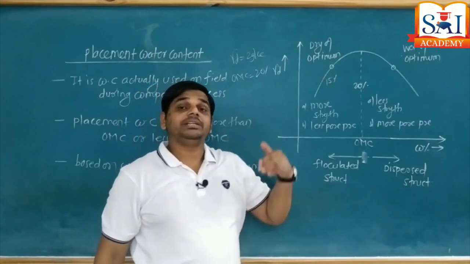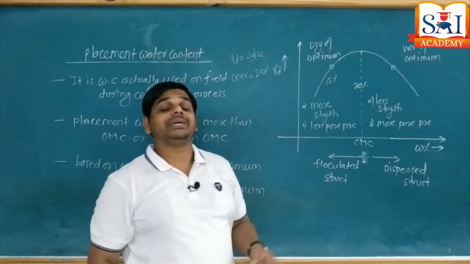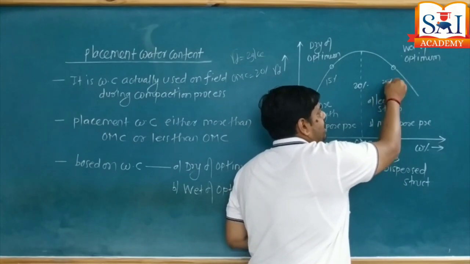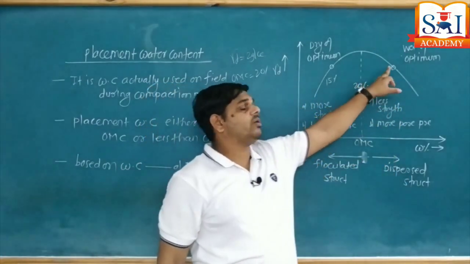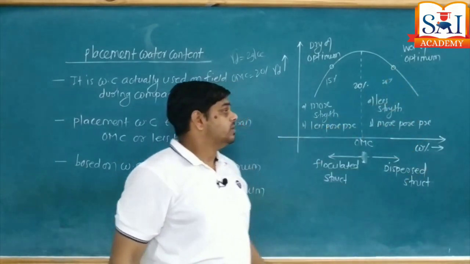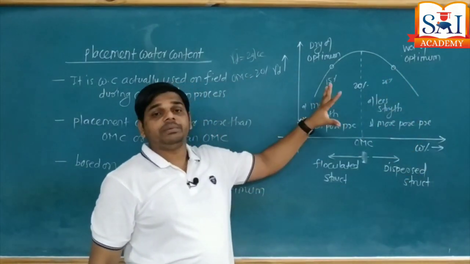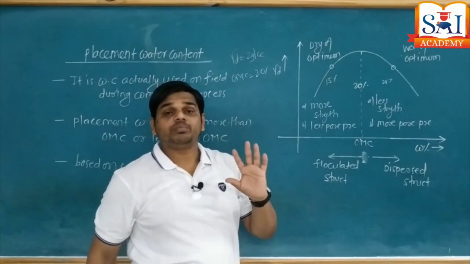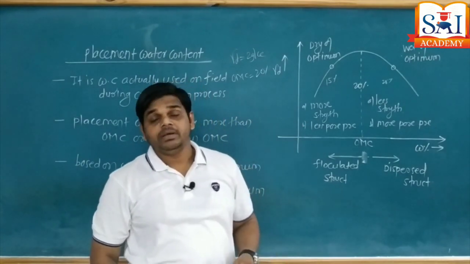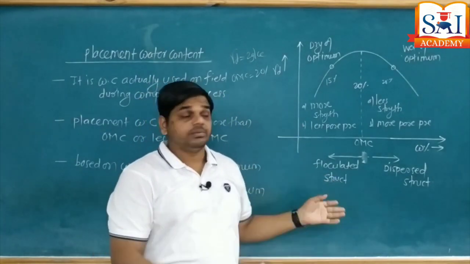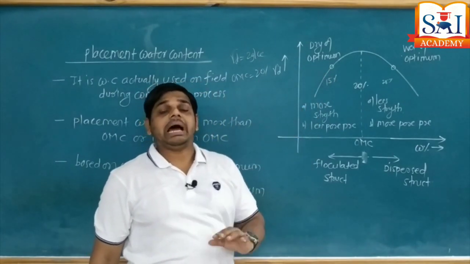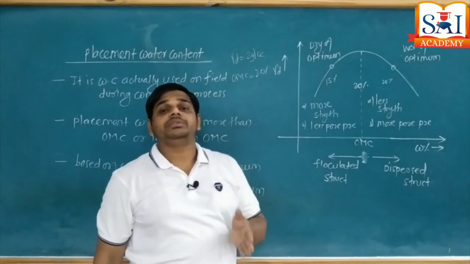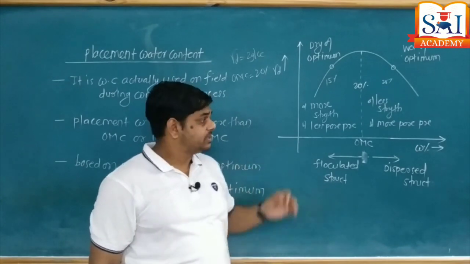If the water present in a soil on field is more than OMC, say 25%, then the soil gets liquefied, that we call as wet of optimum. So wet of optimum and dry of optimum are the two possibilities on field. Now both of these have special features. How they are useful and how they are achieved, we'll discuss step by step.